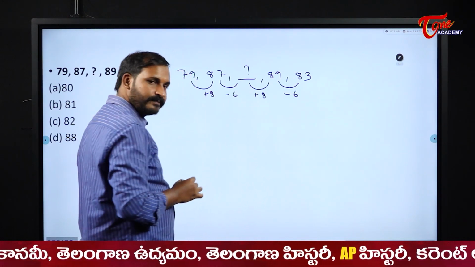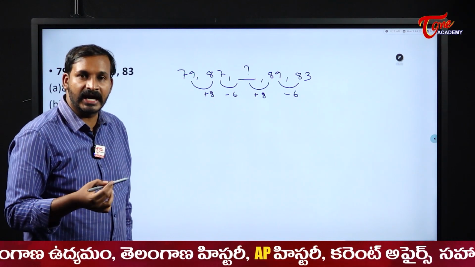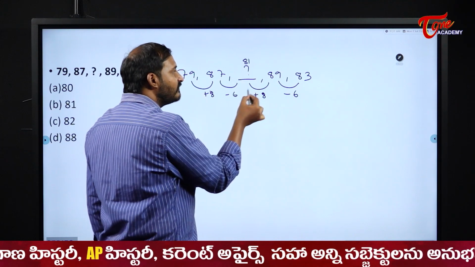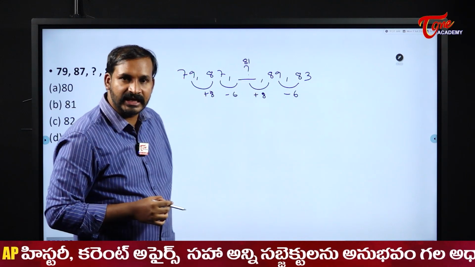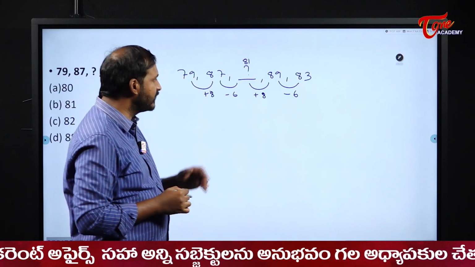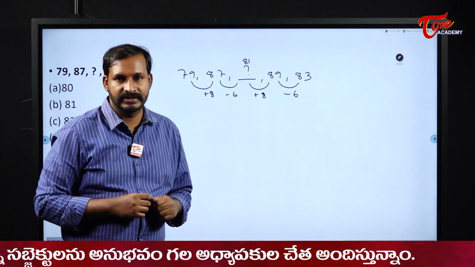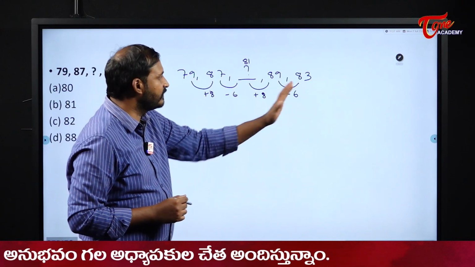Just to verify. Just you should get the idea like this. So, 87 minus 6, what might it become? 81. 81 plus 8, what will it become? 89. Yes, it is satisfying. Yes, that means the logic here is, one time they are adding 8, one time they are subtracting 6. Next, plus 8 and minus 6.